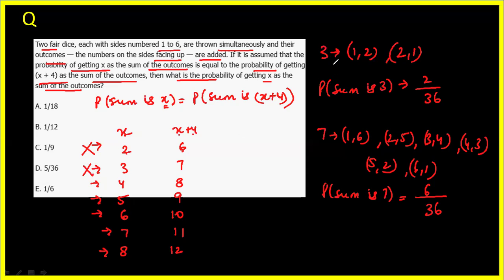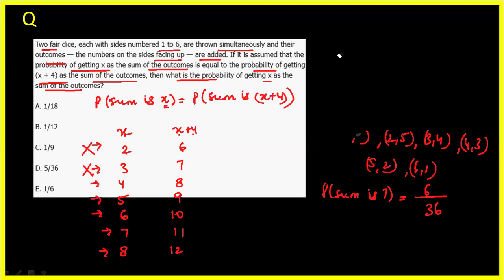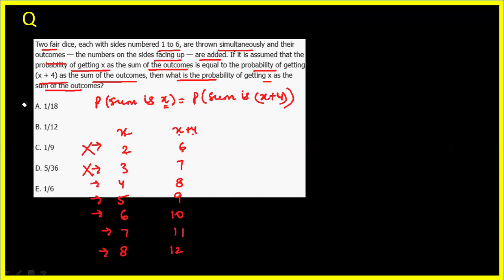Okay, so you just have to find out where the cases are equal to each other. If the number of cases are equal, their probabilities will be equal, right? Let's understand case number 3, that is 4 and 8, and figure out how many cases there are and what is the probability of getting 4.